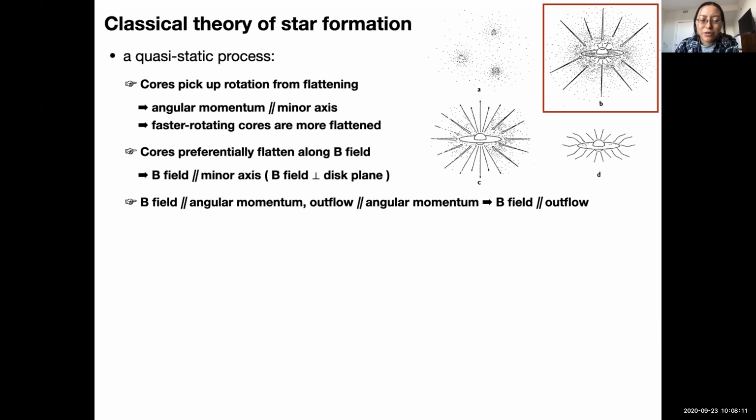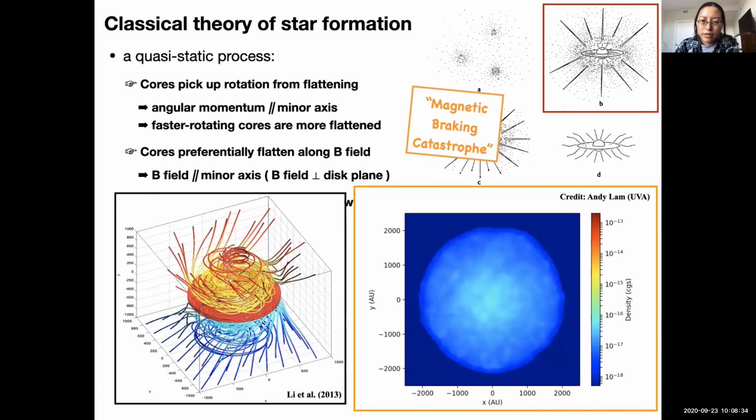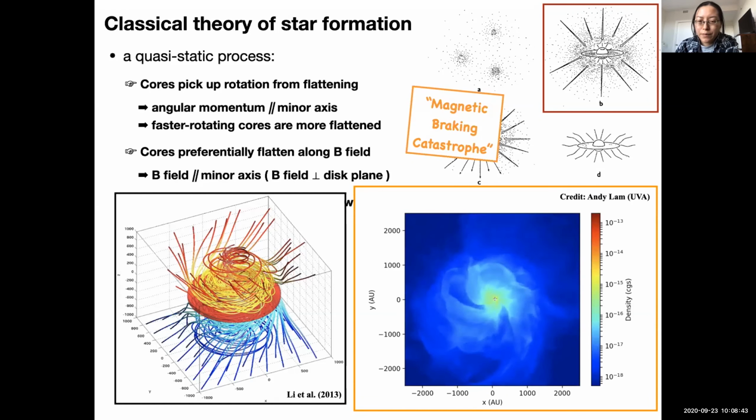However, there's a long-known problem with this picture, which is the magnetic braking catastrophe. This effect is that if everything is aligned so perfectly, then the magnetic field line will soon be twisted because of core rotation. The tension from this twisted magnetic field line will try to straighten up and slow down the core. As this movie shows, the rotation of a core will soon be slowed down, and the angular momentum will soon be removed by the magnetic field. Soon everything will just not be rotating, and no disk can form. This is a huge problem because we know there are disks.